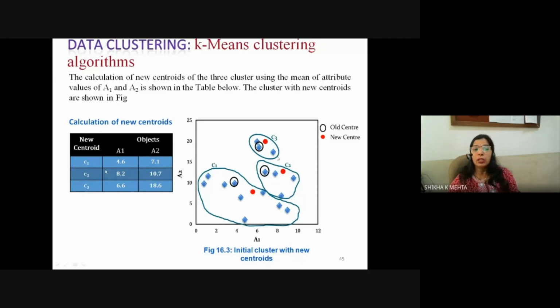So these are the new data points. And see here, in the k-means clustering algorithm, the new cluster centers are not actual data points, but they are virtual data points.